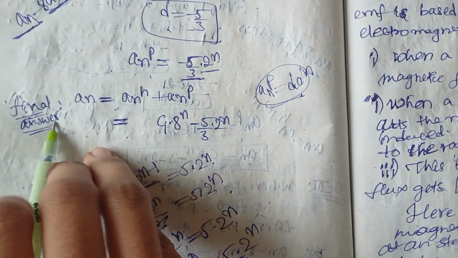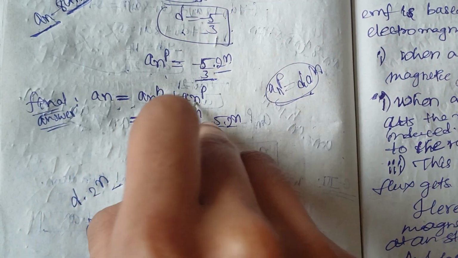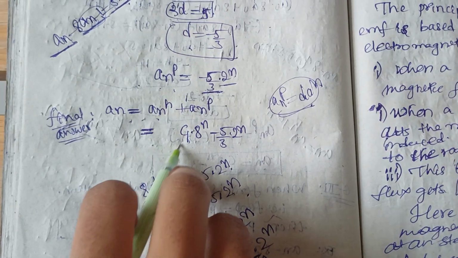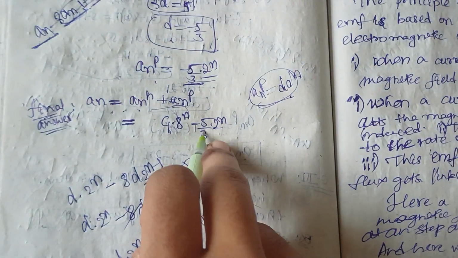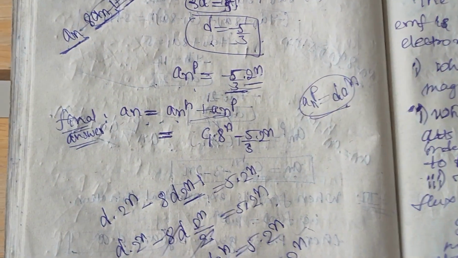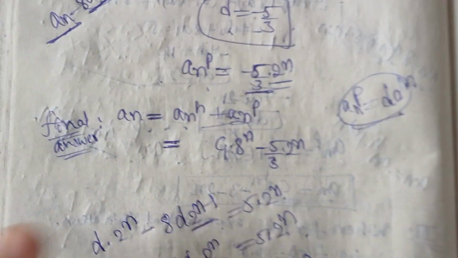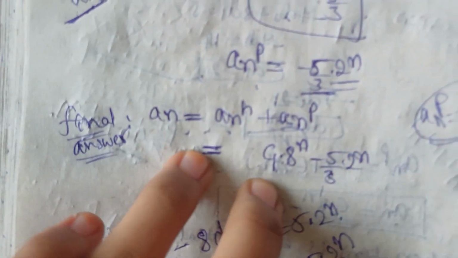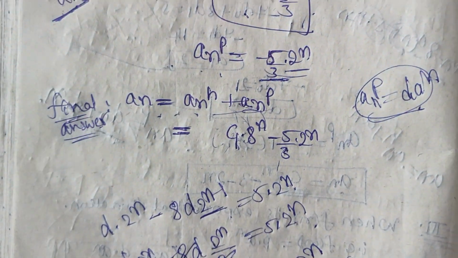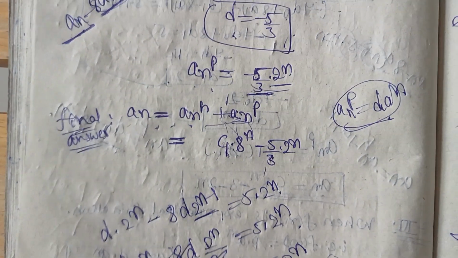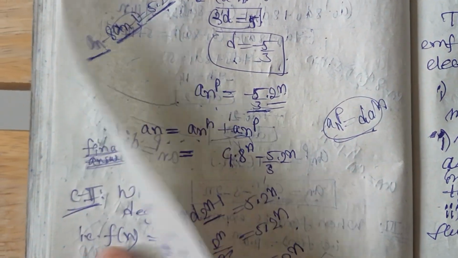And what is your final answer? a_n is equal to a_n power h plus a_n power p. That is, a_n power h is c1 into 8 power n, and a_n power p is minus 5 by 3 into 2 power n. And if a0 and a1 are mentioned, we will solve further by replacing n equal to 0 and n equal to 1. In that way you will find the value of c1, and finally you will get the solution. So this is all about non-homogeneous recurrence relation.